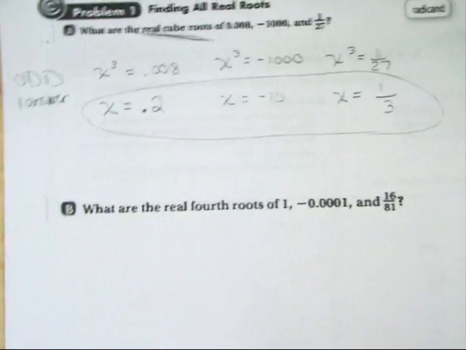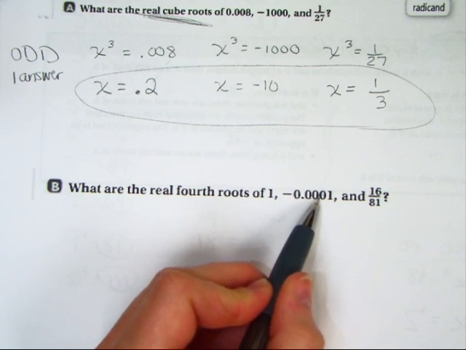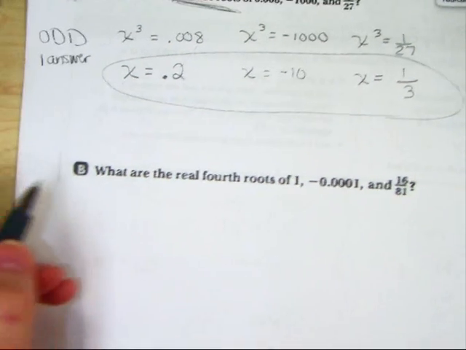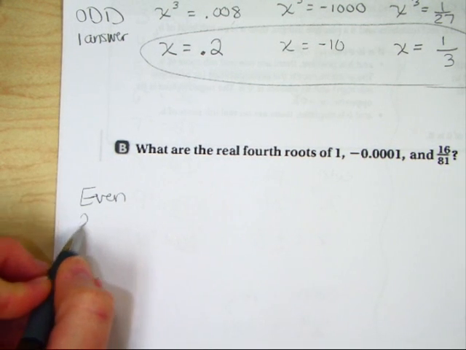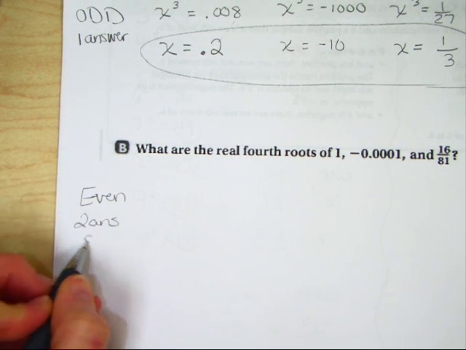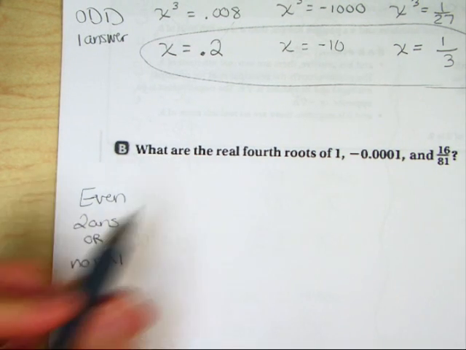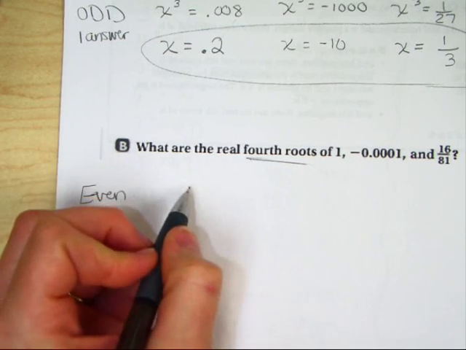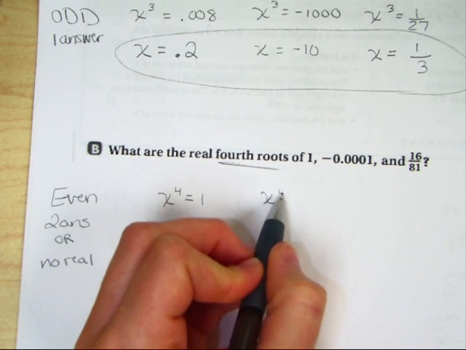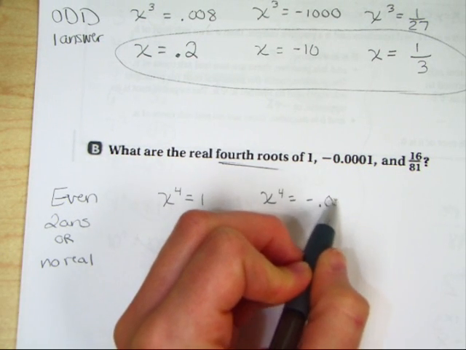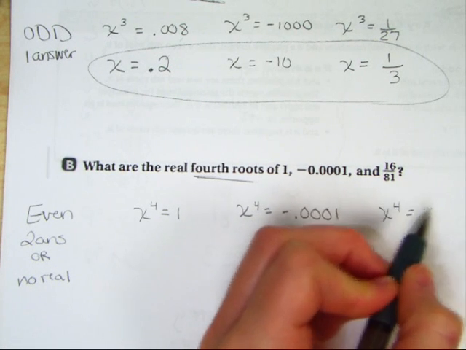Moving on to part B. What are the real 4th roots of 1, negative 0.0001, and 16 over 81? Okay, these are even, so they will have 2 answers, or they will have no real answers. Alright, we're looking at 4th roots, so we're going to do x to the 4th equals 1. We'll do x to the 4th equals negative 0.0001, and x to the 4th equals 16 over 81.